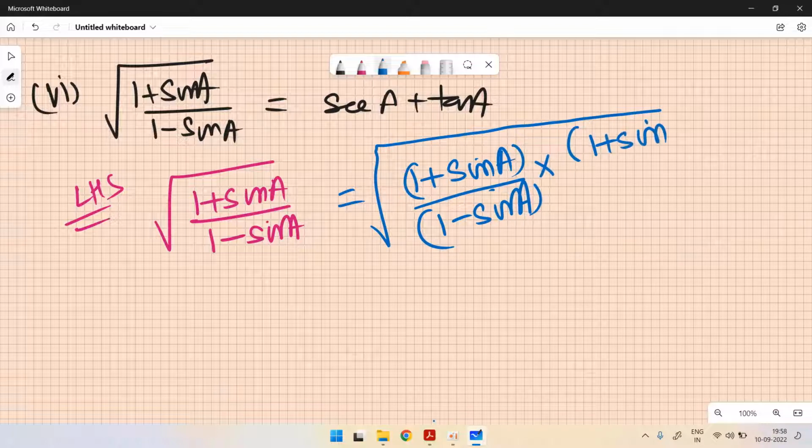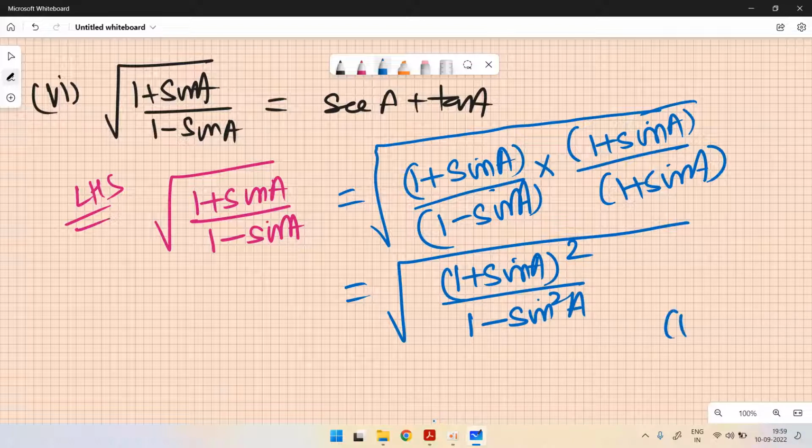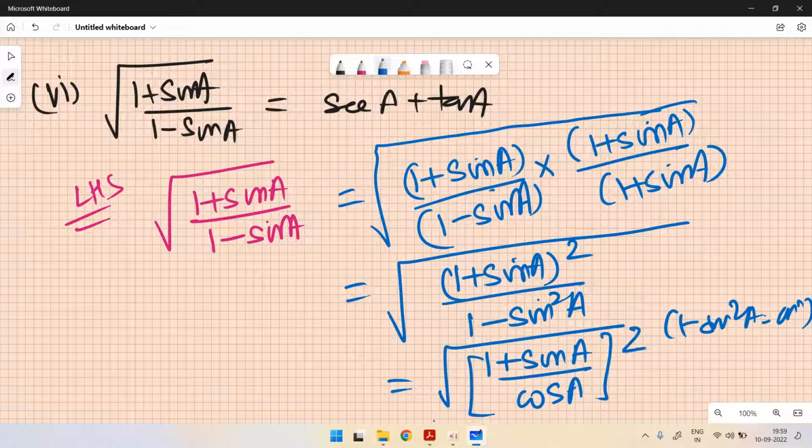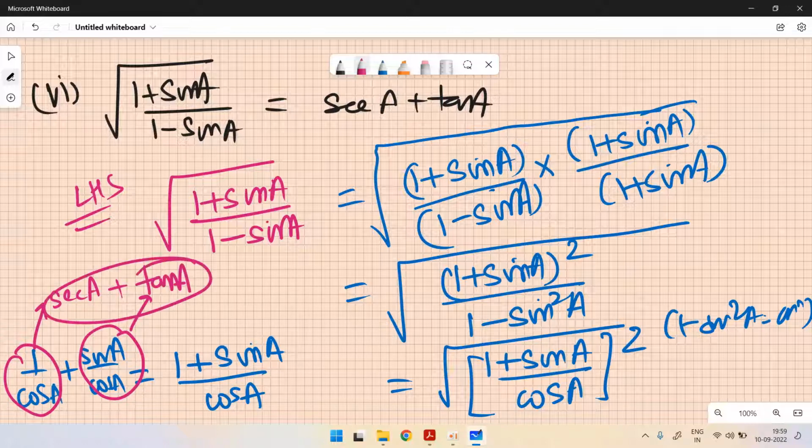So this is 1 plus sine A into 1 plus sine A. Now if you expand this, in the numerator you will have 1 plus sine A whole square, and in the denominator 1 minus sine square A. You know that 1 minus sine square A is cos square A. So you can write it as under root of 1 plus sine A by cos A whole square. The square root and square get cancelled, so the expression is 1 plus sine A by cos A. Individually, this is 1 by cos A plus sine A by cos A. You know that sine A by cos A is tan A and 1 by cos A is secant A. So this becomes secant A plus tan A, which is nothing but RHS.